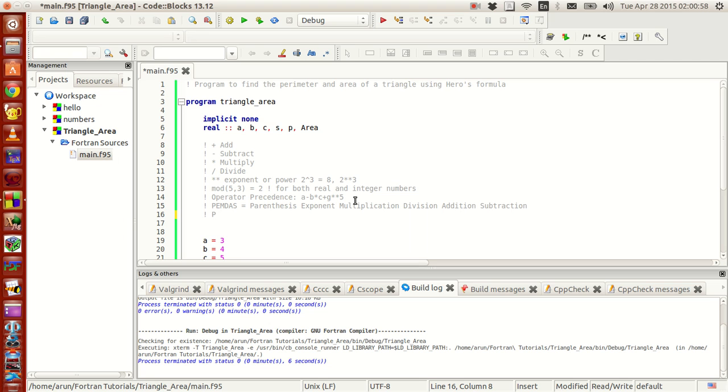If you guys want to remember this easily, there is a nice little mnemonic they use called: Please Excuse My Dear Aunt Sally. If you guys notice carefully, the first letter of each word represents the acronym PEMDAS over here. This is something you have to keep in mind.